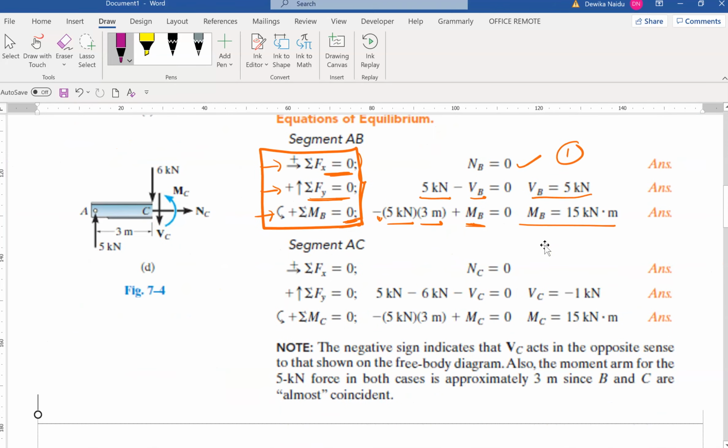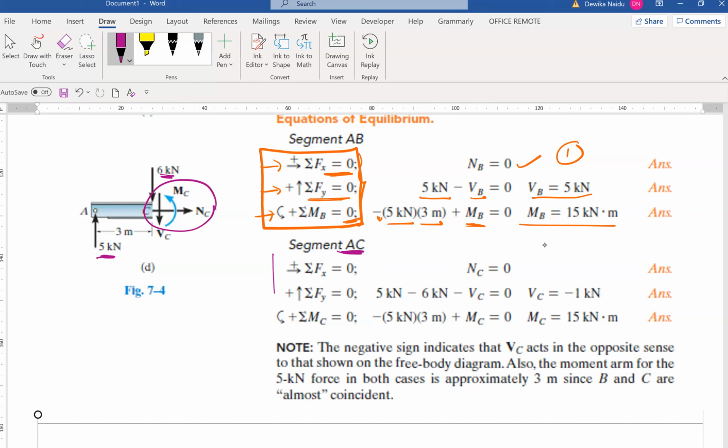Okay, let's move on. So this will be the free body diagram for segment AC, the second part. We have the 5, the existing, and of course we have the 6, which just came in after the C, right? Because you're taking at C, and this comes as a package.